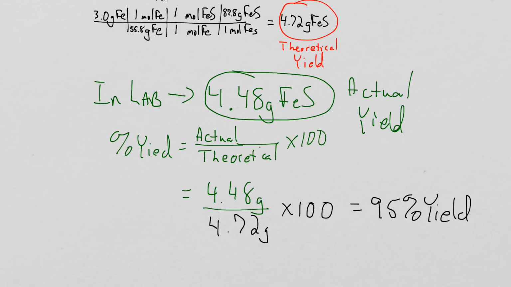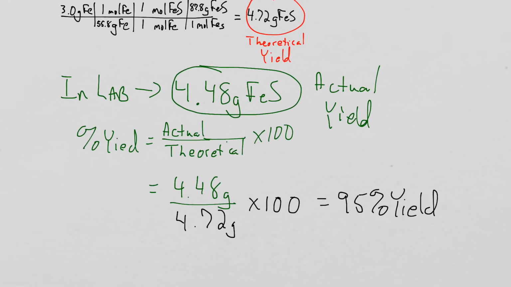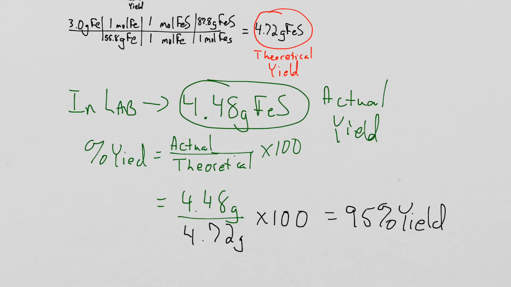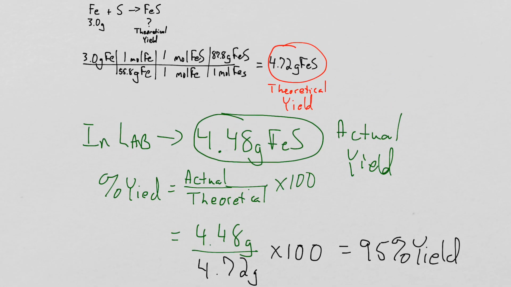So 4.48 grams, which is our actual yield, divided by our theoretical yield, 4.72 grams of iron 2 sulfide, times 100, and that produces a 95% yield. So that's how we get the percent yield. So just take your lab results divided by your theoretical results based on the stoichiometry, and then that'll give you your percent yield. All right, so there's the whole problem, and good luck.